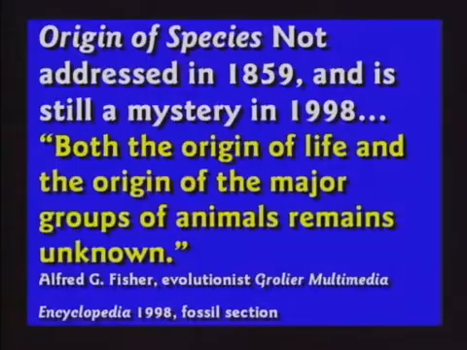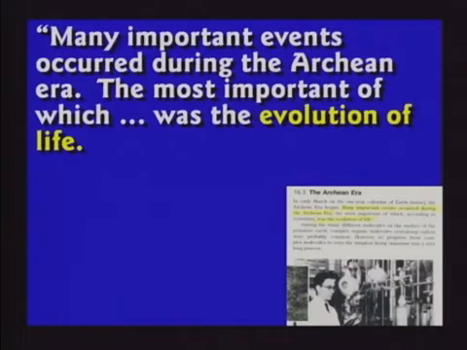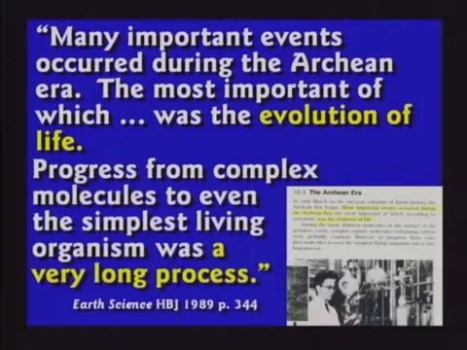The origin of species was not addressed in 1859 and is still a mystery in 1998. Both the origin of life and the origin of major groups of animals remains unknown. They don't know how life got started. But the textbooks will tell the kids, life got started from non-living material. This one says, many important events occurred during the Archean era, the most important of which was the evolution of life. Progress from complex molecules to the simplest living organism was a very long process. Oh yeah, let's put time in there, that'll help.